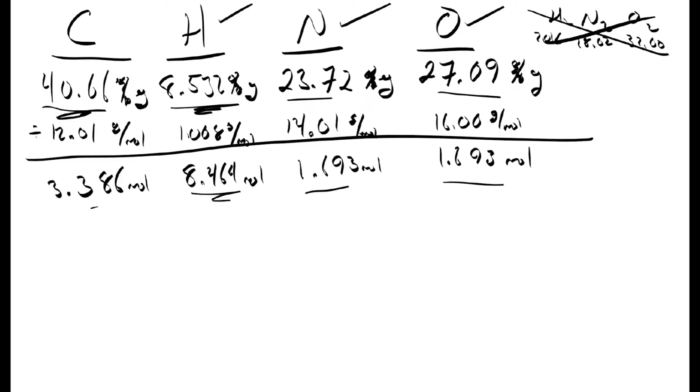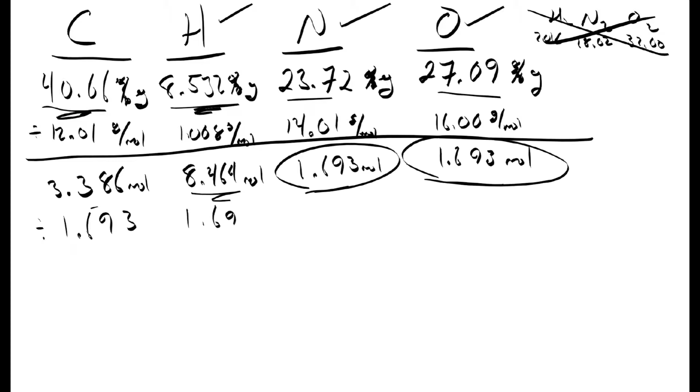All right, so the next thing we do is we find the smallest number of moles. Nitrogen and oxygen are tied there. And we divide all of them by that. So they're all being divided by 1.693.